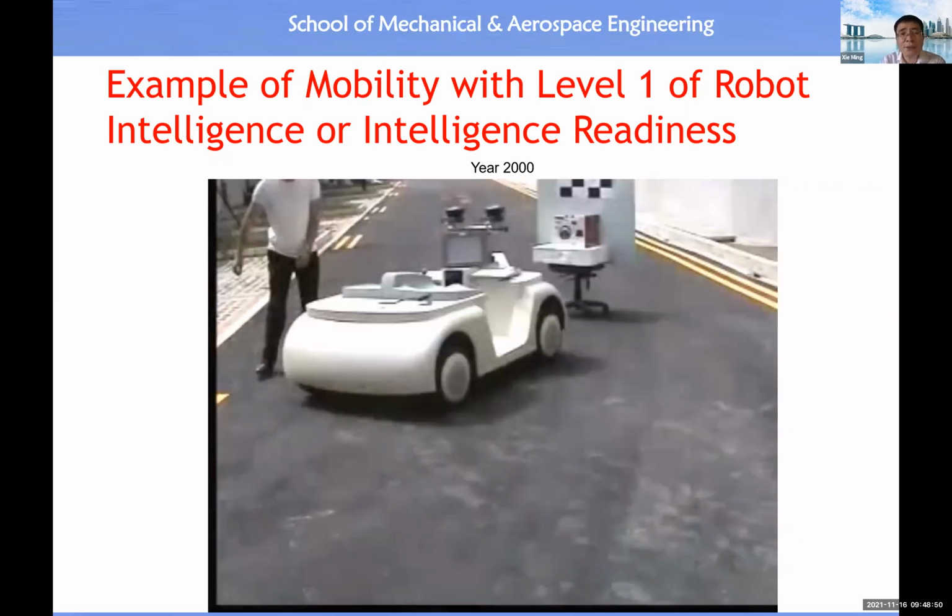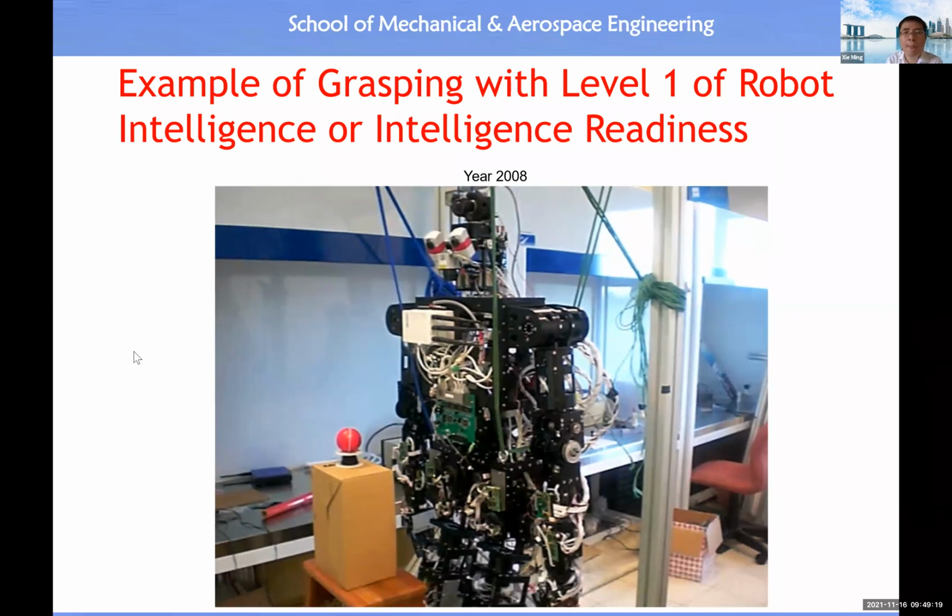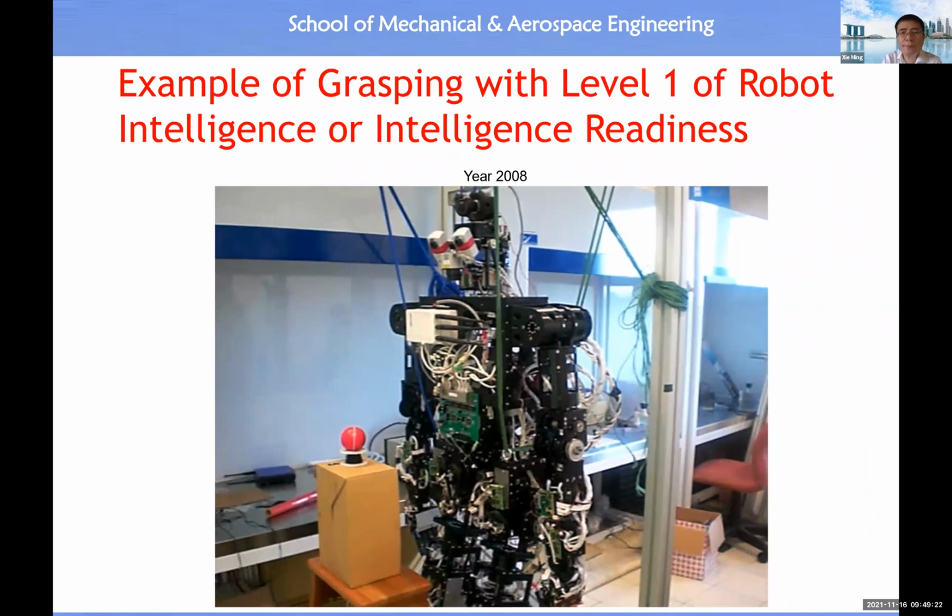So in terms of hand-eye coordination, we actually reached level 1 of intelligence readiness in year 1997 with an industrial robot with a robotic arm. And this video shows you the result that we achieved in year 2008, to show you some demonstration.